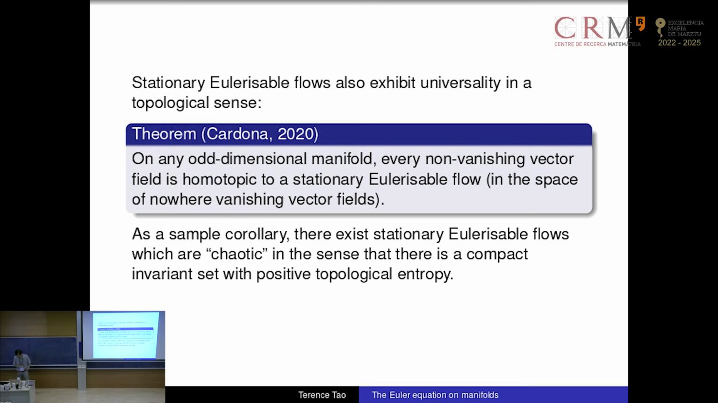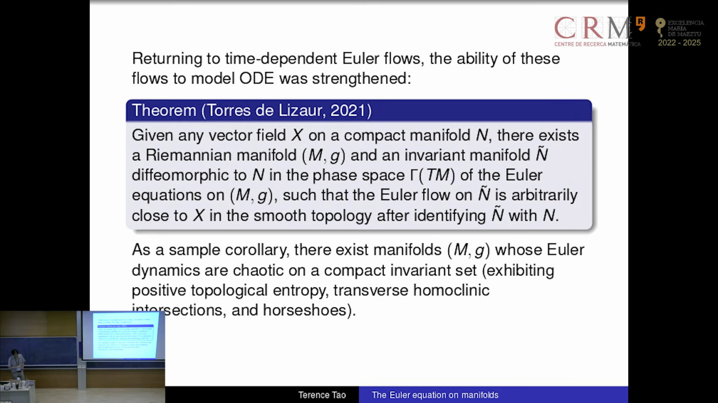Okay, so that's what we know about stationary flows. And then going back to time-dependent flows, which is sort of what we need to understand blowup. The previous results I had were strengthened by Terence Tao, and he talked about this work yesterday, actually. On any compact high-dimensional manifold M, you can make an Euler flow which is within epsilon of your initial dynamics, for any epsilon.